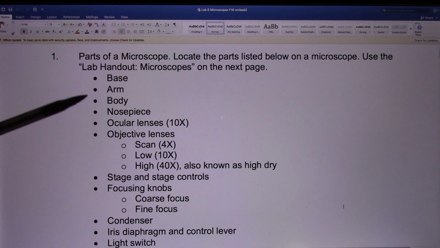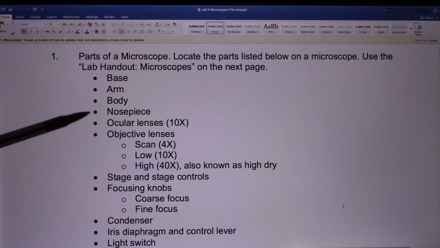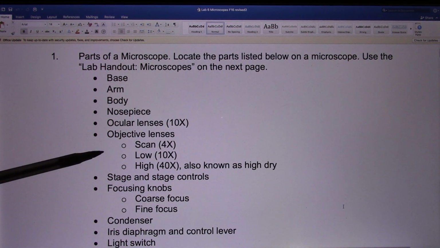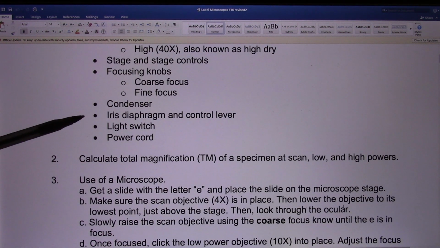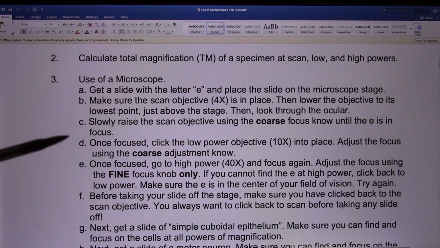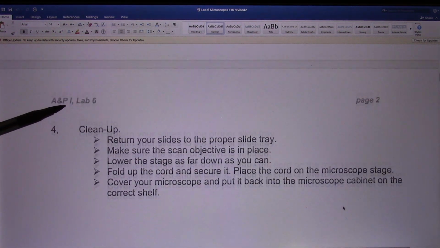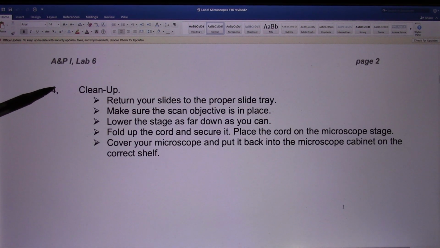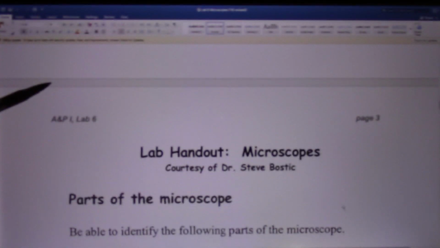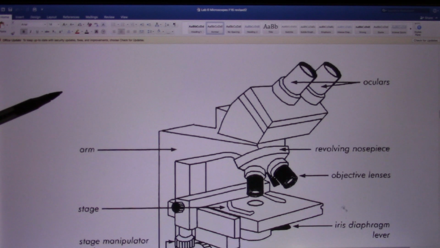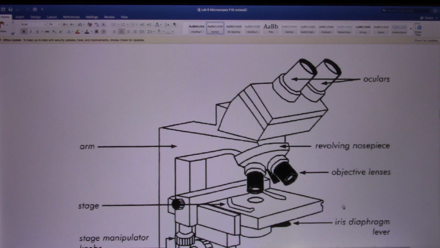You need to be familiar with it: ocular lens, objective, and these terminologies. So the microscope is very important in biology because it's like a big magnifier. So you need to be familiar with the microscope. And you need to know what's the name of this, what's the name of that.